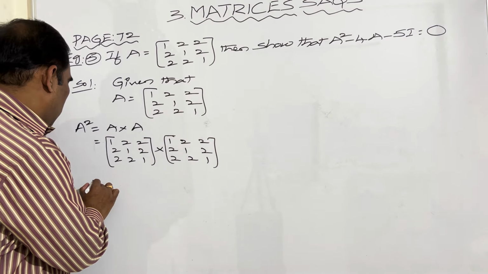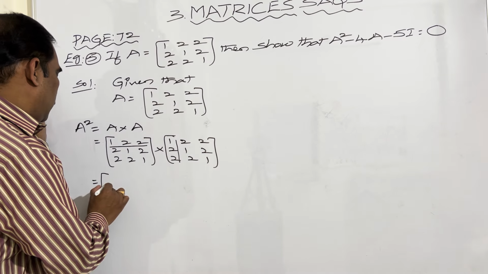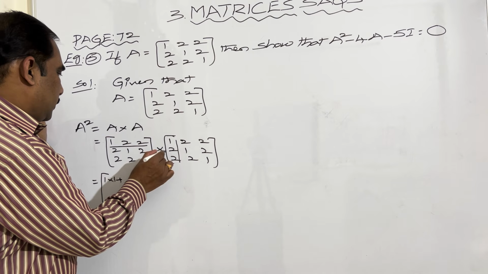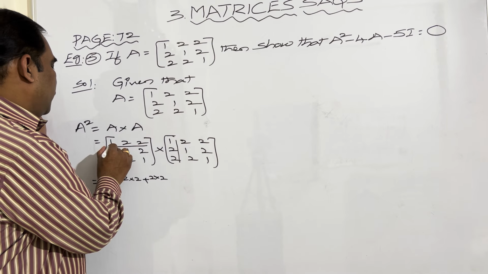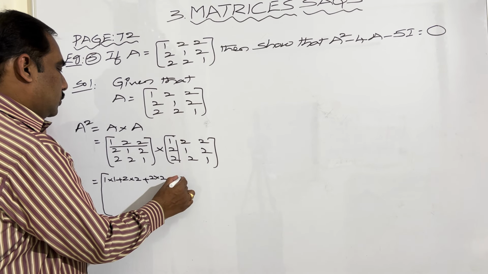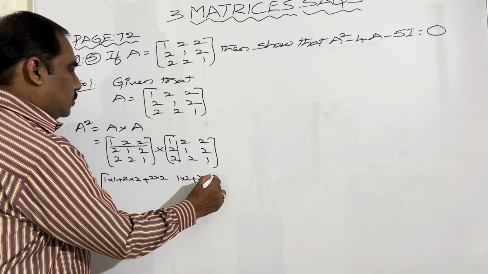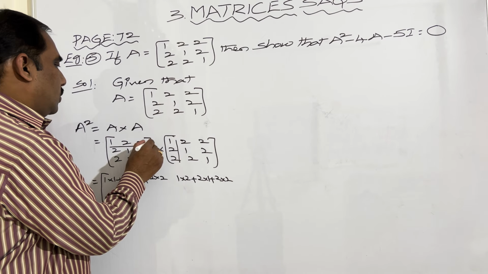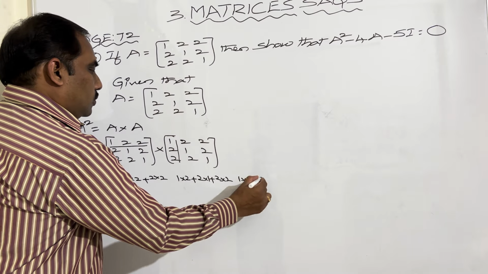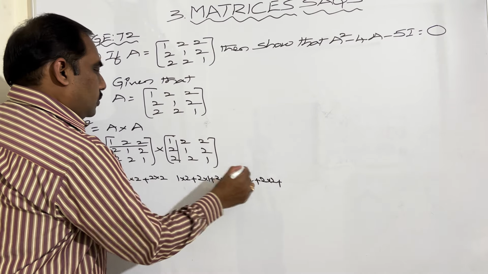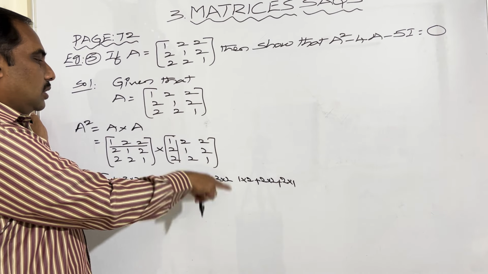Multiplying this, which is equal to, first row first column multiplying first row first column, that is 1 into 1 plus 2 into 2, plus 2 into 2. Again first row second column multiplying, 1 into 2 plus 2 into 1, plus 2 into 2. Again first row third column multiplying, 1 into 2 plus 2 into 2 plus 2 into 1. So first row, first column, second column, third column multiplied.